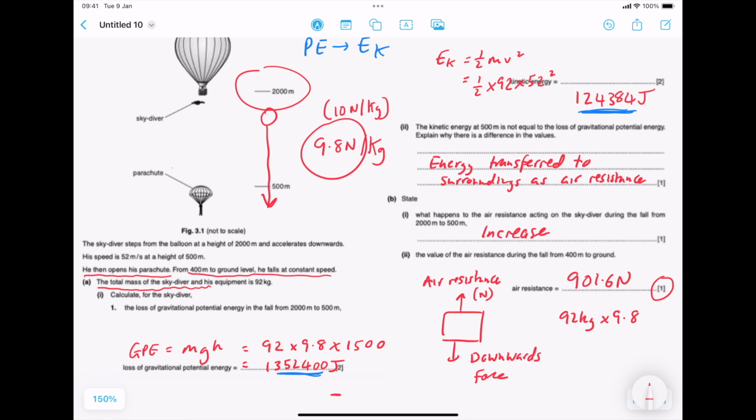Now, you might have heard that in another part of the course. Terminal velocity is when the downwards force is equal to the upwards force, and the object cannot fall any quicker. The object in this case being the parachuter.